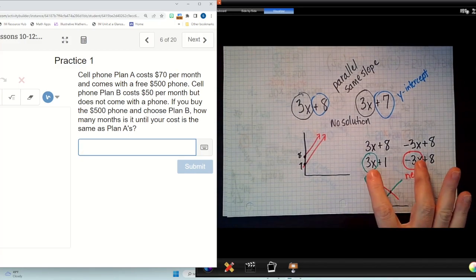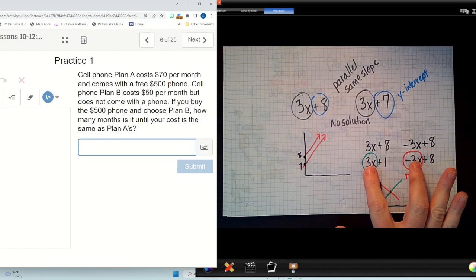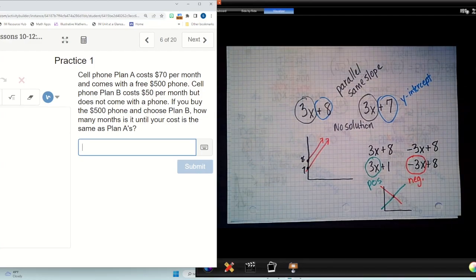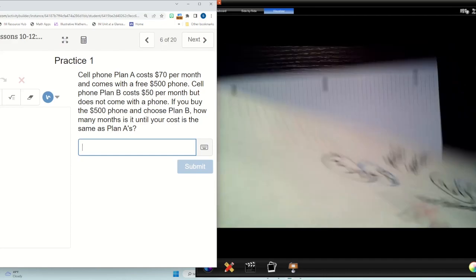If they have the same slope, they will never intersect. Therefore, they will have no solutions. But be on the lookout. Negative, positive, they do crisscross. Always crisscross. All right, so let's look at this one real quick before we go to the video.